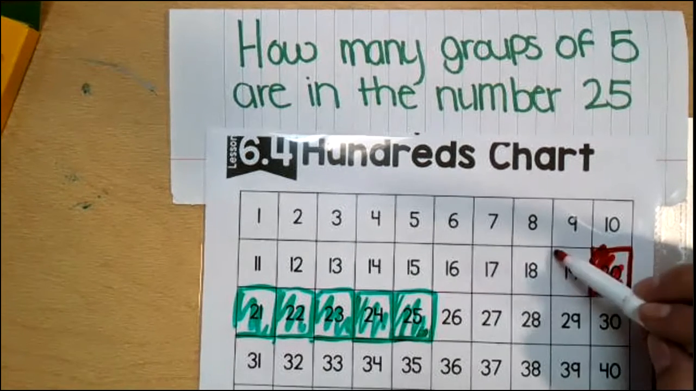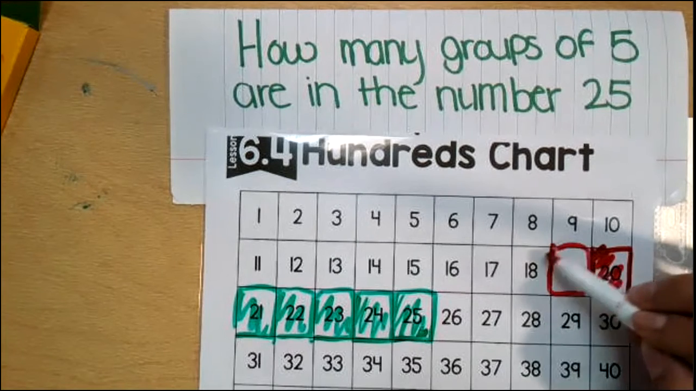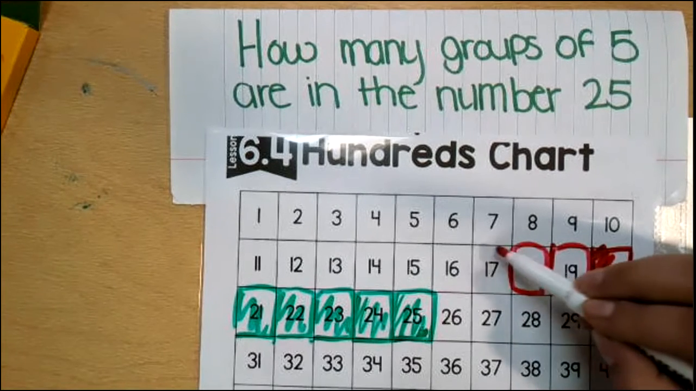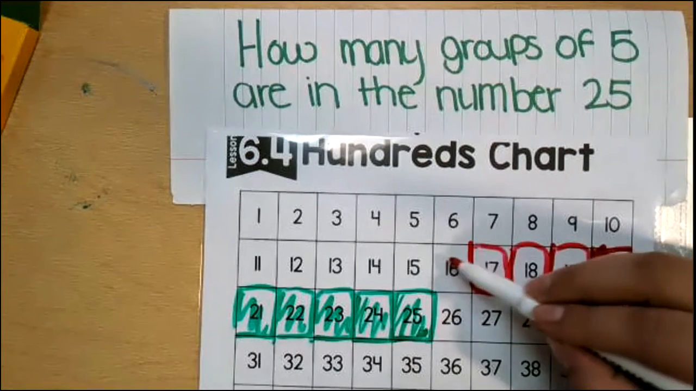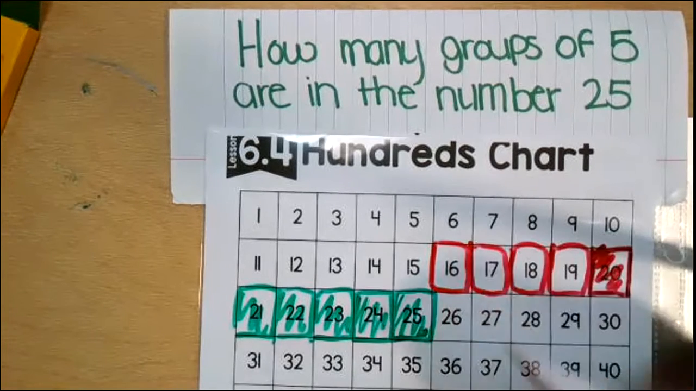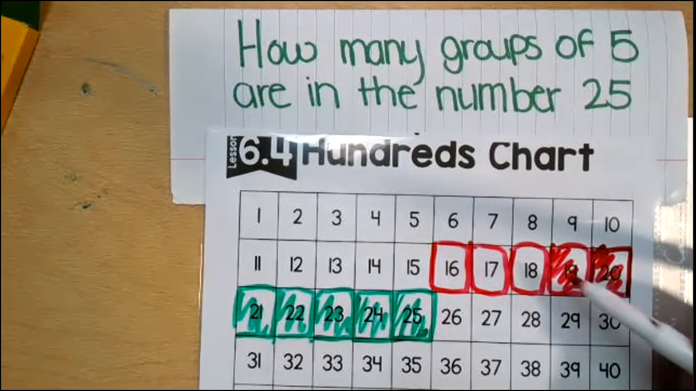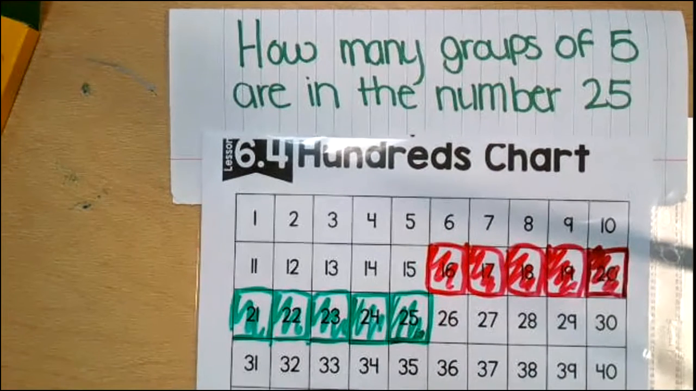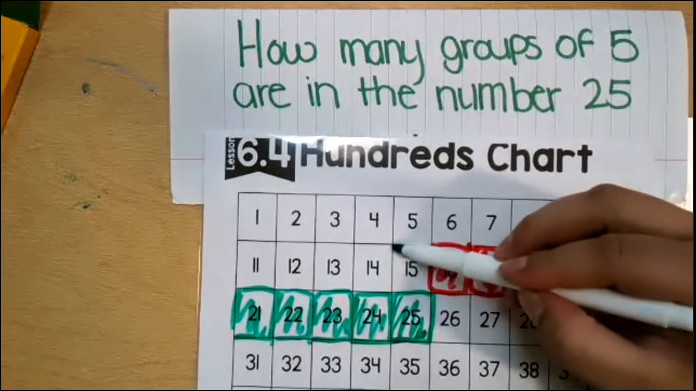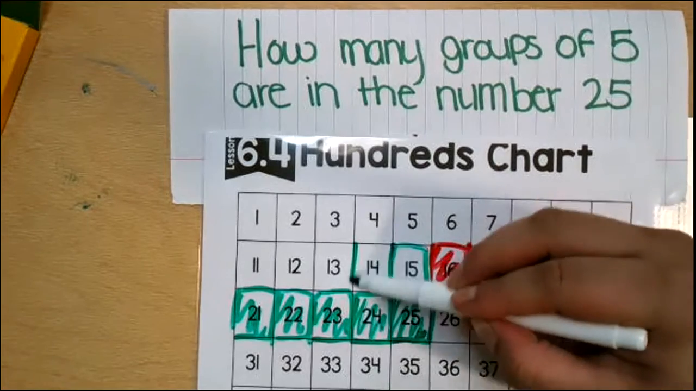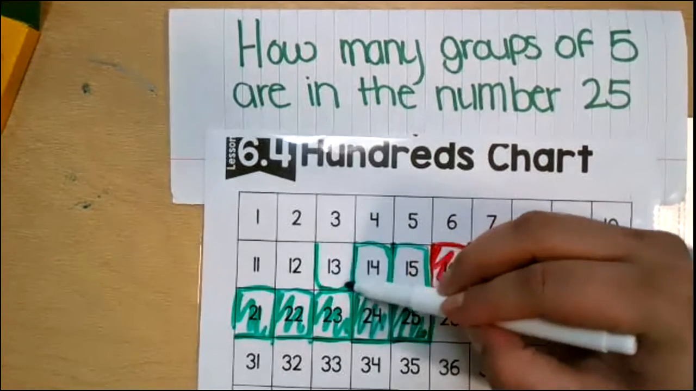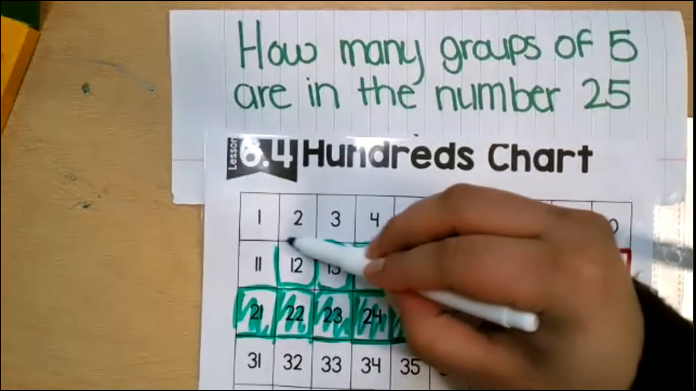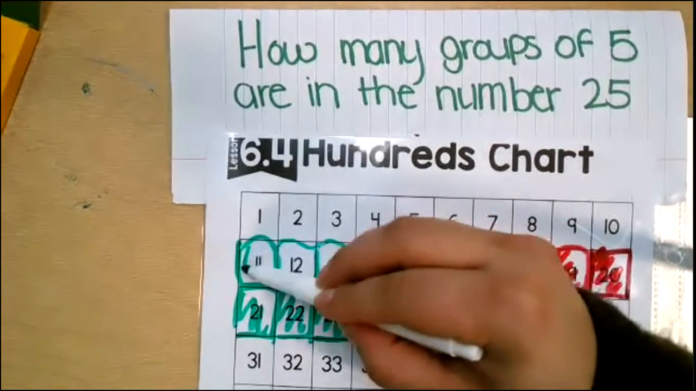So 1, 2, 3, 4, and 5. So now how many groups of 5 have I colored in so far? 2. So I'm going to continue the pattern. 1, 2, 3, 4, 5.